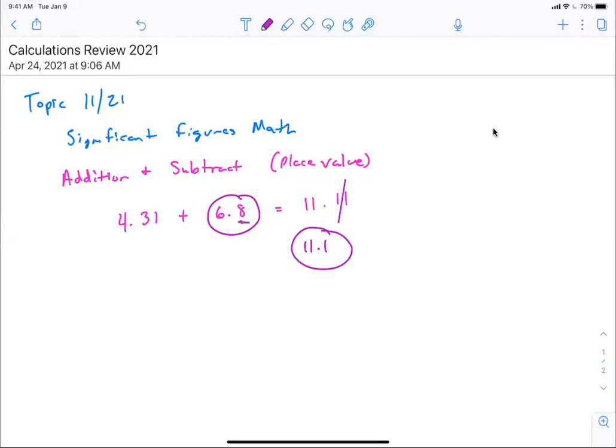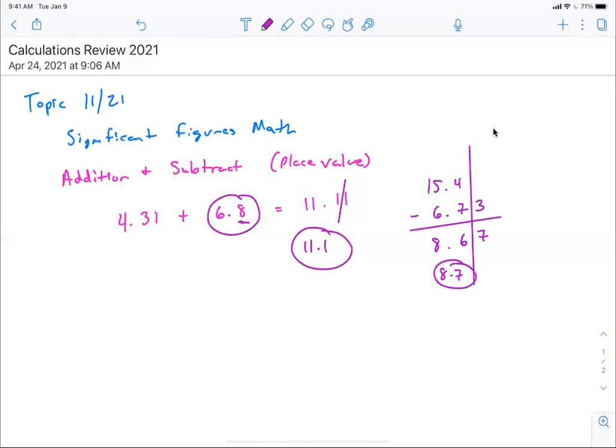With addition and subtraction, I actually like to do it vertically because I think that's the easiest way to see things. I line up all my place values and then I let it decide what it's going to be. So for example, if I'm doing 15.4 minus 6.73, when I plug this in my calculator, I will get 8.67. But because the 4 is my least precise, I have to truncate after the 6 and round. So my answer is only 8.7. So with addition and subtraction, I like doing it vertically because it's easy to line up all the place values and then dictate what your answer is going to be.